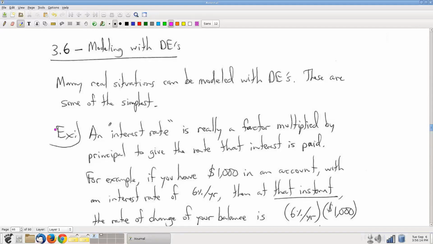So we're going to look now at some applications of differential equations. Some of these applications should be at least a little bit familiar, but you might not have studied them in detail. So here we go.